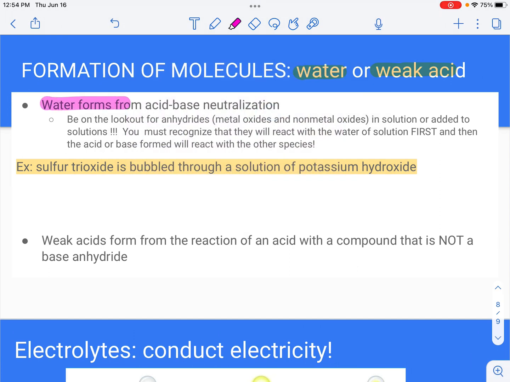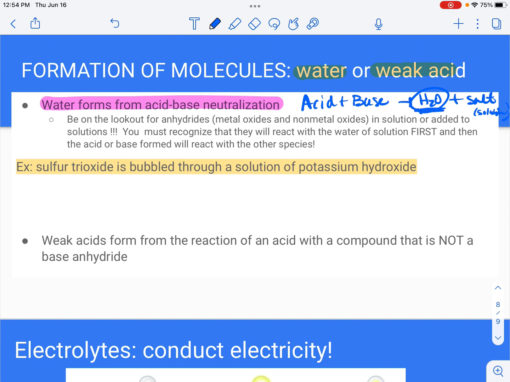Water can be formed from an acid-base neutralization. Always an acid plus a base gives you water plus a salt. Acid plus base gives you water and a salt. Okay, and so what you're picturing here is that this salt is probably soluble. So it's not going to make the reaction occur, but the water will.